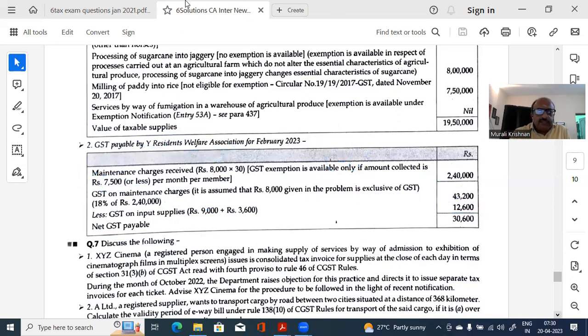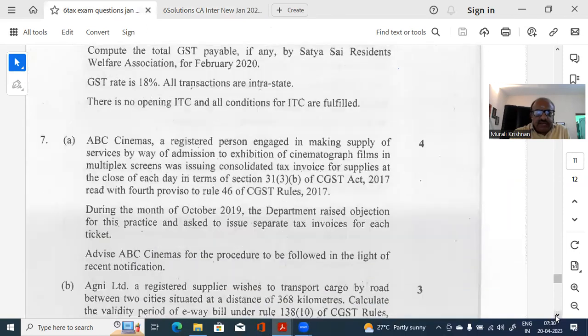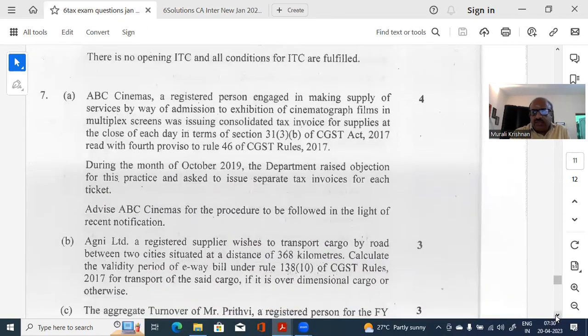Now let's look at the next problem. Again, specifically they are asking. So if you know the specific answer, you can easily do it. ABC, okay, 10 minutes more. Before that, we'll try to complete this segment.